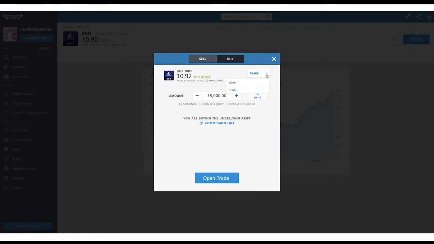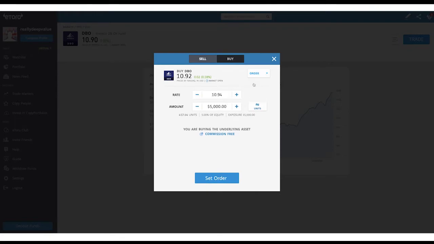And we have two options. We can either do a limit order, as it would be called on many platforms, or we can take the market order, it's called trade here on eToro. So this would be a limit order, so we can set the price that we want to pay. Obviously we don't want to buy at a higher price, so you would take the option to buy at a lower price, let's say 10.90 as opposed to 10.92, or even lower if you think that's what's going to happen to the price.